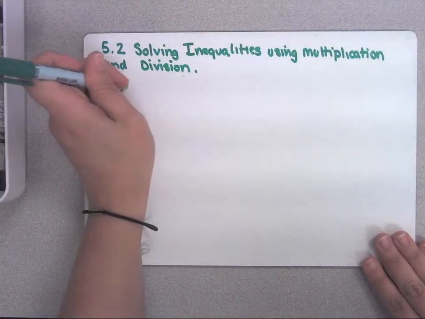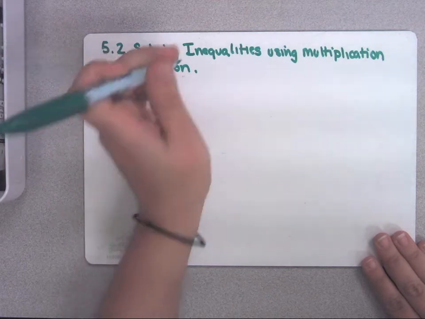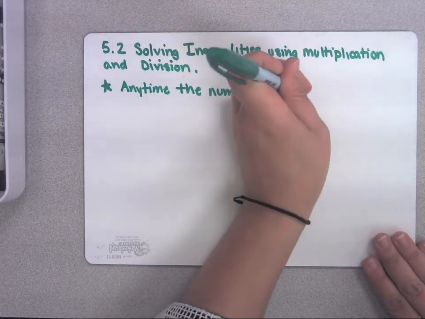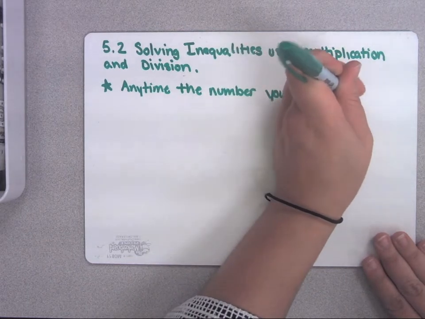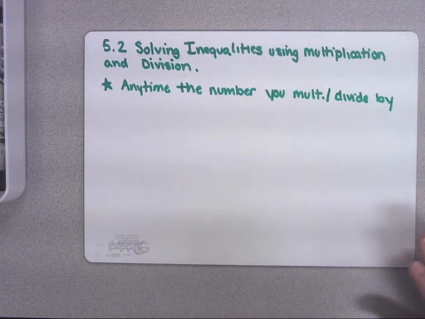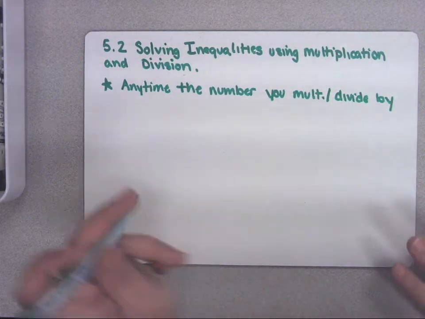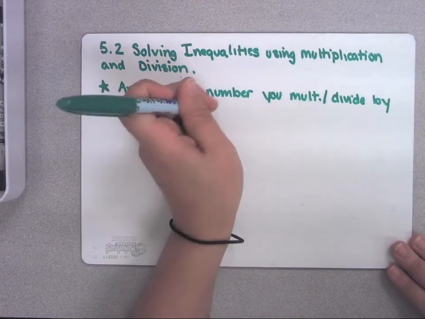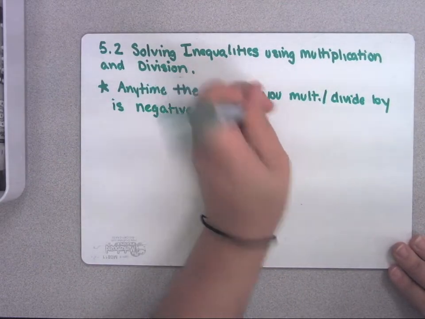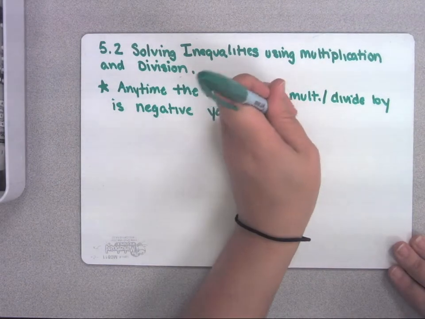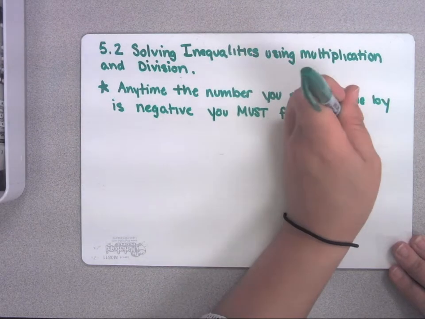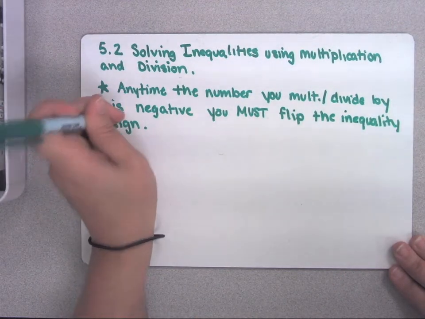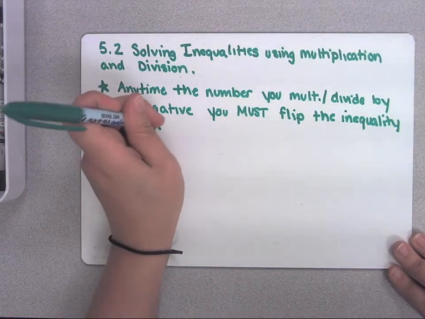This big important rule is anytime the number you multiply or divide by, aka the number you are moving, the thing that needs to be moved away from the variable, is negative, you must, I'm capitalizing the word must, flip the inequality sign. This is the big important instructions. That's the only thing that's different.